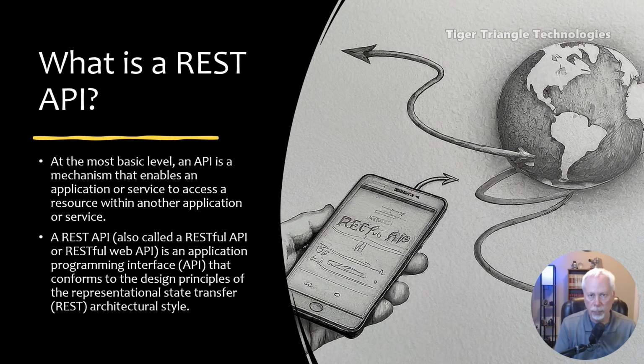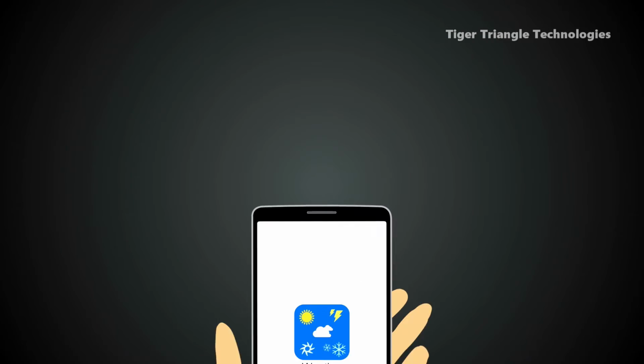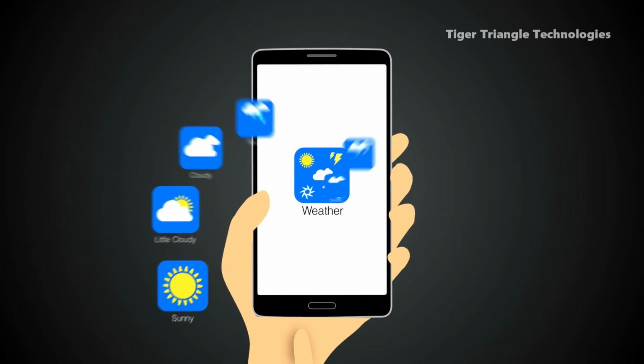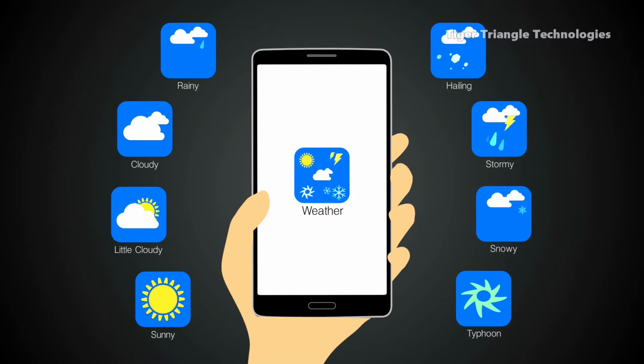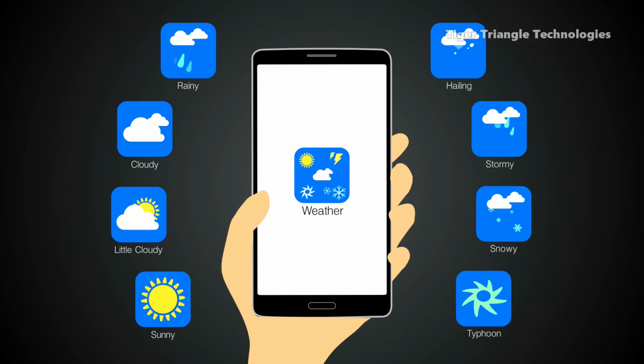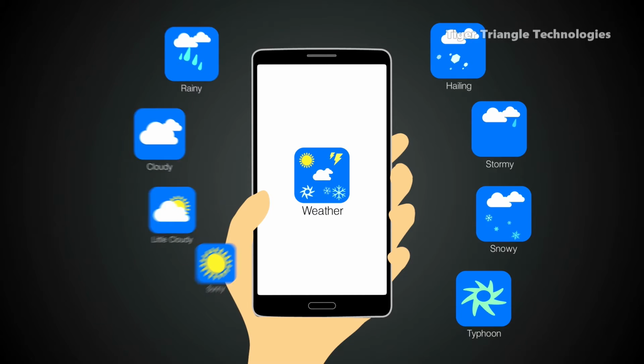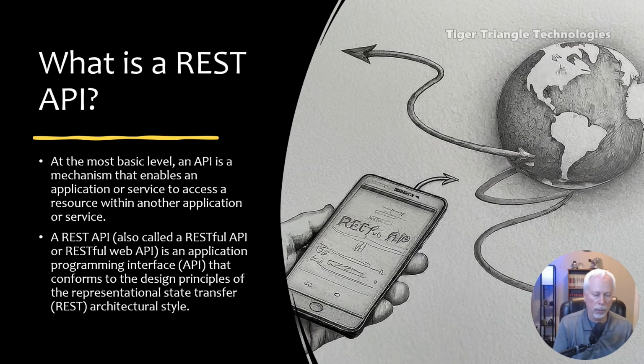So what is a REST API? Well, without getting all abstract, let's just use an example. You probably use a REST API every day, you just don't realize it. If you open your phone and bring up something like a weather app, it's probably transferring data back and forth between the server and your phone. It's probably using a REST API. So it's a mechanism for an application or a service to communicate with another application or service.